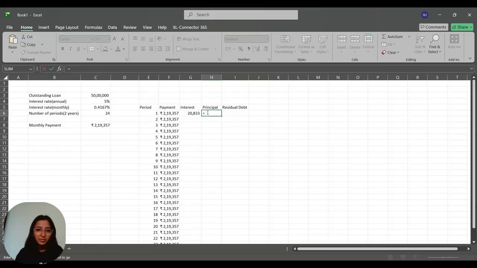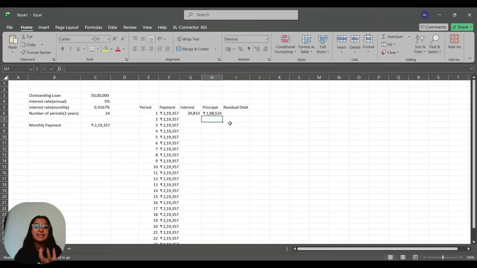Next, the principal. Out of the 2,19,357 which you're paying, the interest being deducted is 20,833. So the actual principal you're paying out of the total payment is the total payment minus the interest. Enter. So this is the actual principal out of 50 lakhs that you are paying.